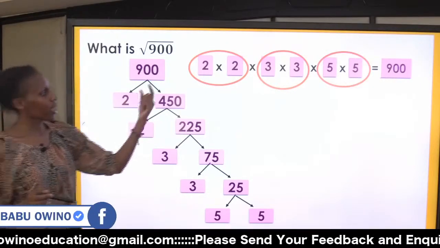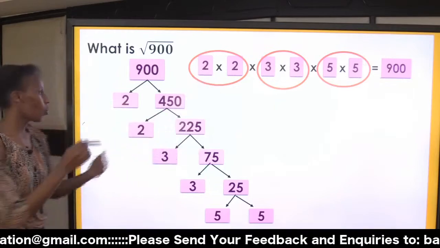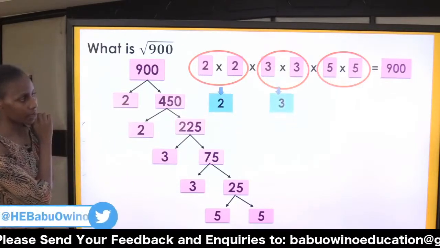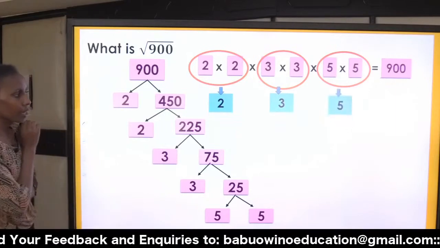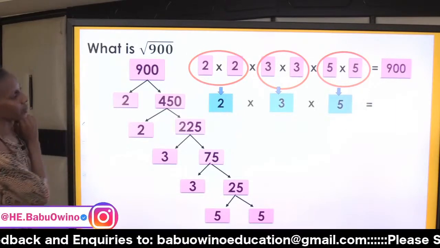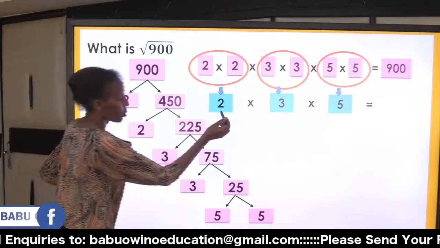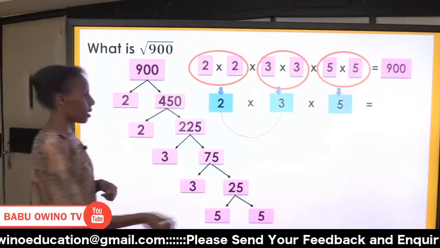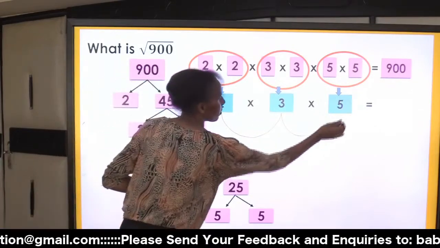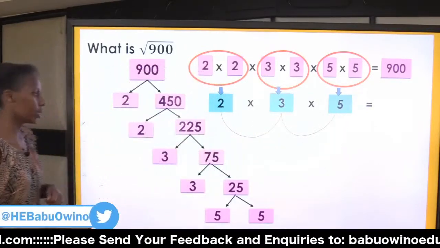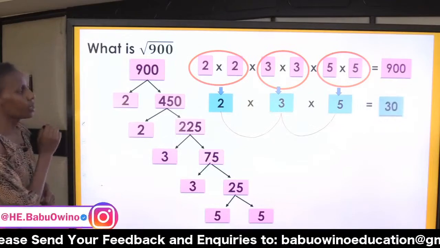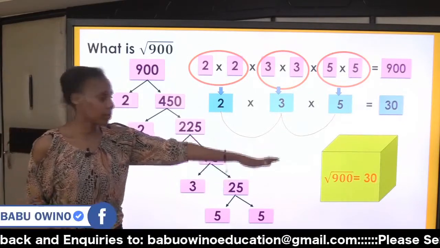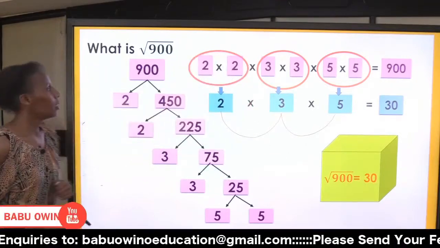So in every pair, again, we pick 1. Here we are picking 2. There we pick 3, and then we pick 5. Remember, we have to multiply. So 2 multiplied by 3 is 6. Then 6 multiplied with 5 will give us 30. So the square root of 900 will be 30.